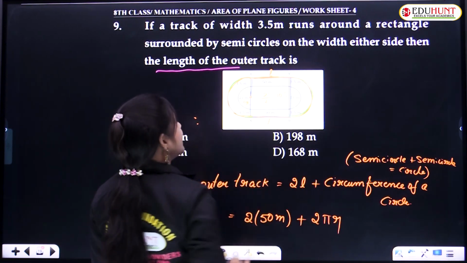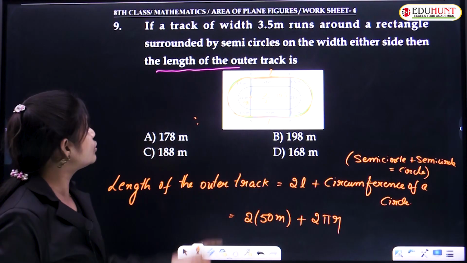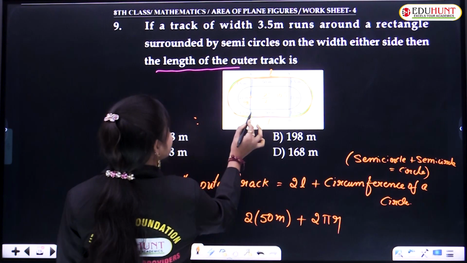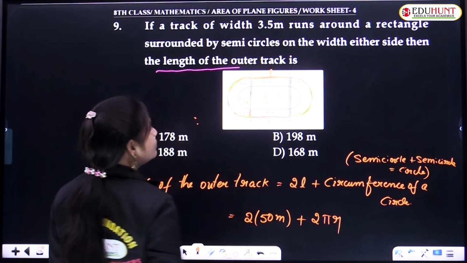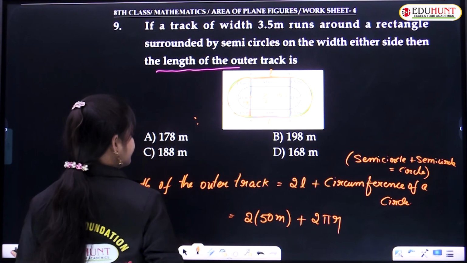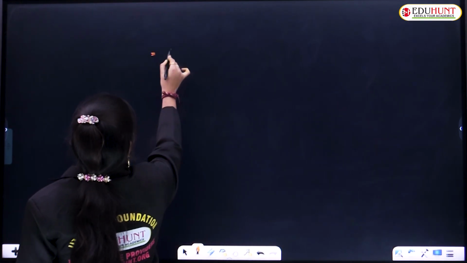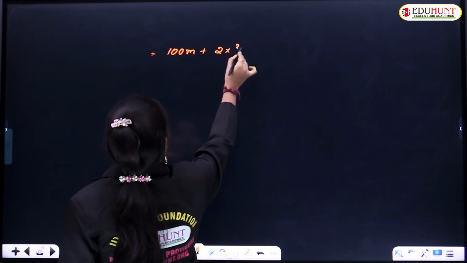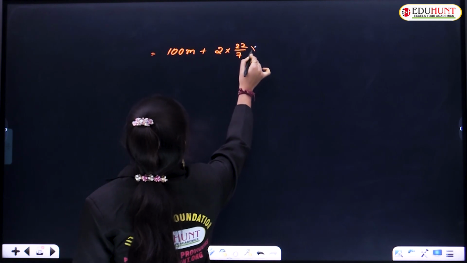R is equal to 21 by 2, which is equal to 10.5 meters. And in the same way, 10.5 meters plus this one also we need to include, no? 3.5. Okay, ma. That's why here 2 into 50 is equal to 100 meters plus 2 into pi, which is 22 by 7, into r.